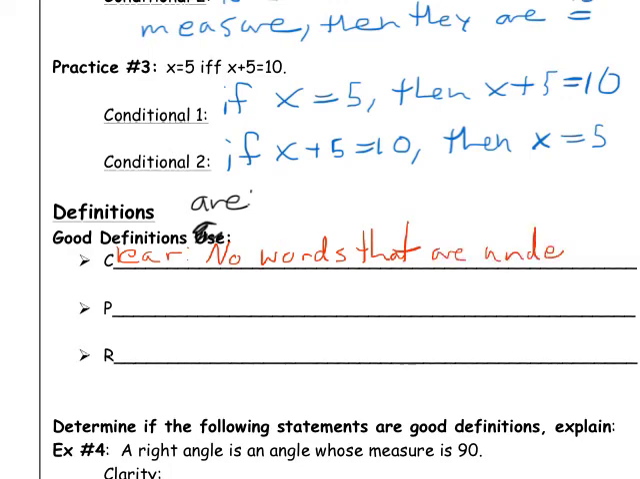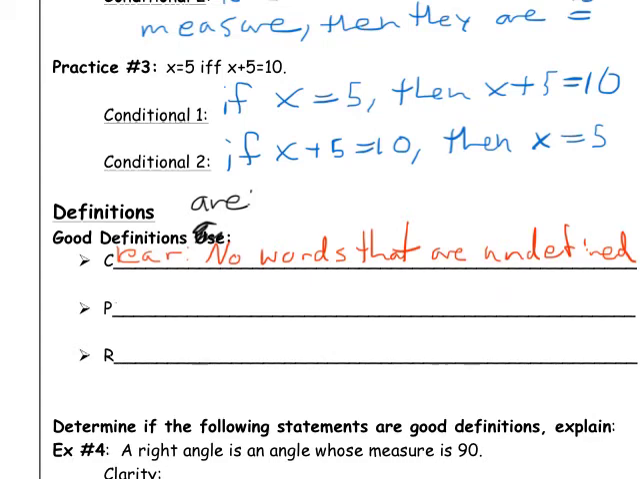So you ever looked up something in a dictionary and it gives you these definitions and they're really hard to understand, like you don't even understand the definition because you don't understand the words in the definition? Well, that would mean it's kind of a bad definition, right? So we want to use words that are easily understood. So no words that are undefined or not already understood. So that's what I mean by clear.